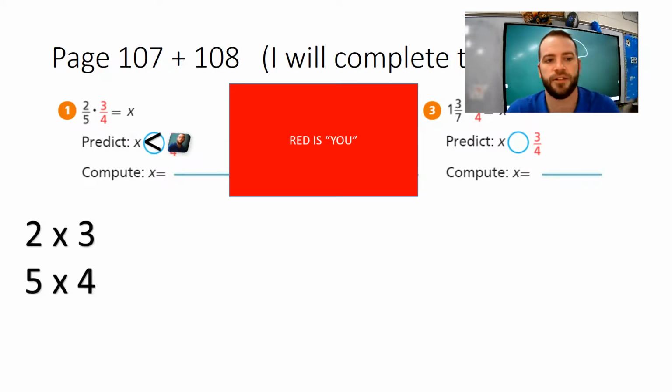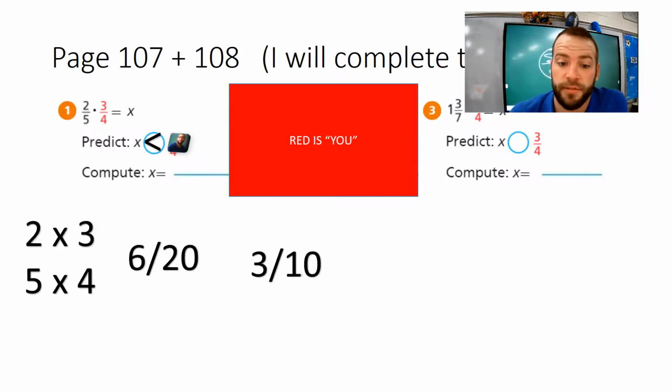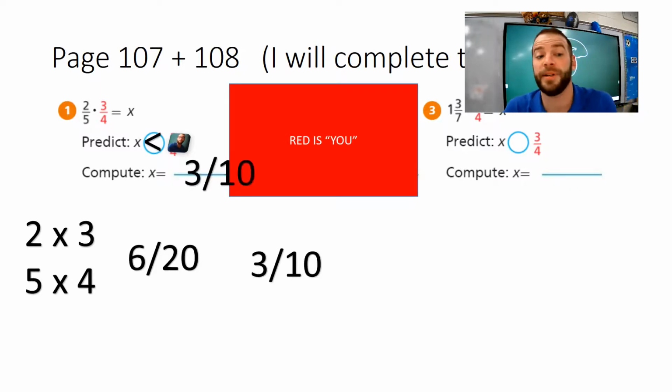And then to find that answer, you take 2/5, you multiply it by 3/4, you multiply across, you get 6/20. But 6/20 is not simplified yet. They're both even. Cut them in half. 3/10, right? 3/10 is simplified, answer's 3/10, and 3/10 is smaller than the 3/4 that you started with.